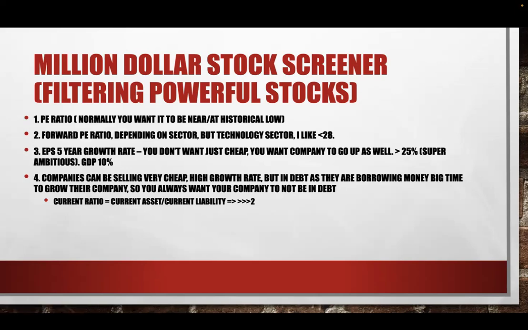Number 4, you want companies selling very cheap with a high growth rate, but sometimes my ice cream shop can be growing and growing and growing. It can be really, really cheap, but I can be borrowing money to do this. So you want the company to be healthy. You want the company to not have a lot of debts.